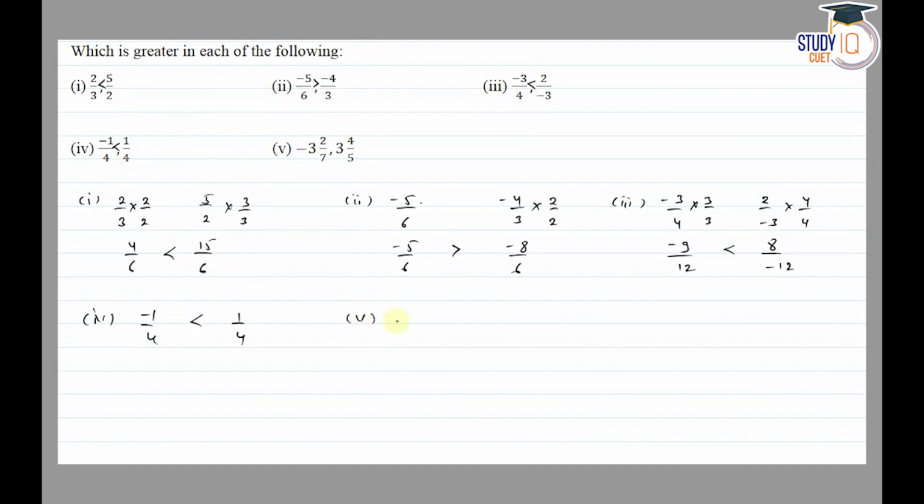Then fifth, minus 3 is to 2 by 7 and 3 is to 4 by 5. So ये negative number है and this is positive number. So we can say directly that positive number is always greater than negative number. So यहाँ पर आ जाएगा less than का साइन. Negative number is less than positive number. So minus 3 is to 2 by 7 is less than 3 is to 4 by 5.